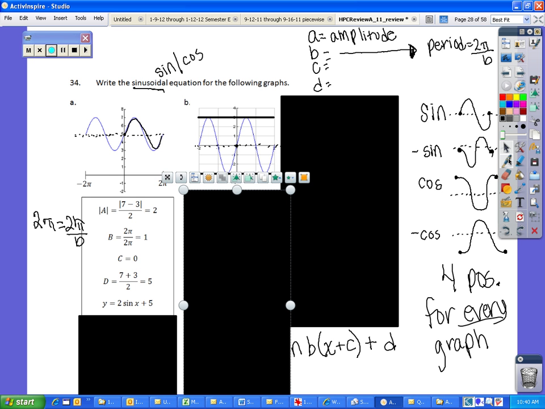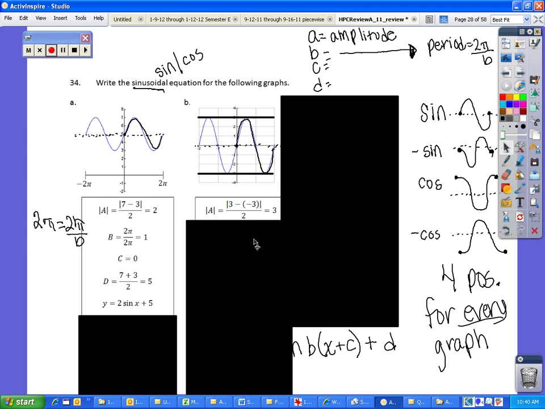And again, if I start at the origin and trace this graph to the right, notice again the basic shape of this graph is a positive sine graph. So let's talk about the amplitude. The amplitude is half the height. The height goes from -3 to +3, which is a total height of 6. Half of that is 3.